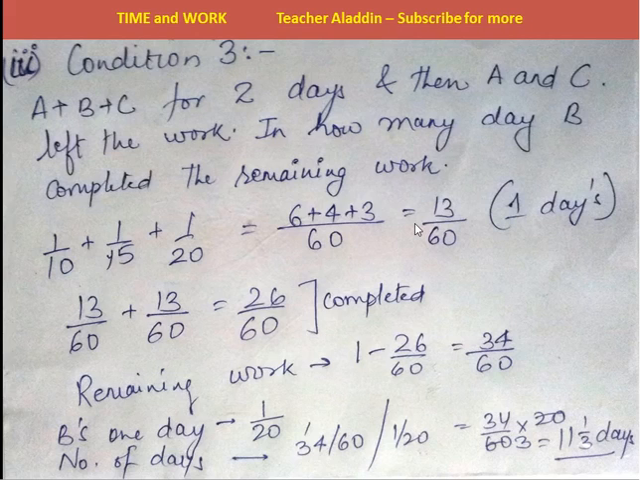So very simple, remaining work, 1 day work, divide. So remaining work is 34 by 60. B's 1 day work is 1 by 20. Divide 34 by 60 by 1 by 20. You get the answer. It is 11 1 by 3 days. So after 2 days, when A and C leave, B completes the work in 11 1 by 3 days.